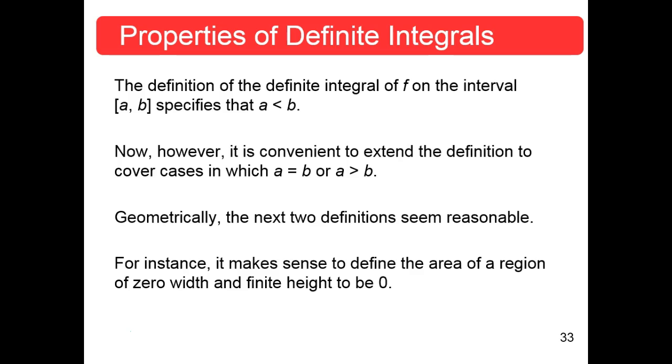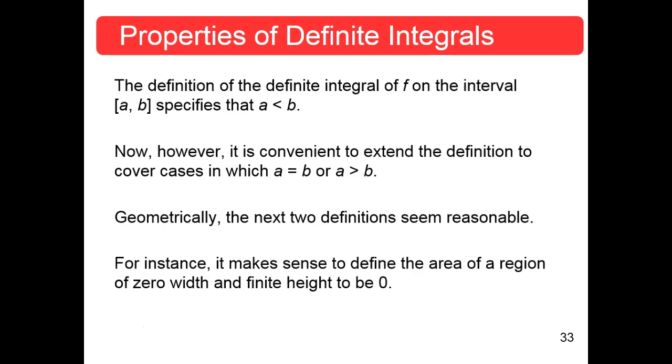Okay. The definition of definite integral of f on the interval from a to b specifies that a has to be less than b. Because if you're going from a to b, you expect a to be less than b. Now, however, it is convenient to extend the definition in which either a is equal to b or a is greater than b. Okay? Now, geometrically, the next two definitions seem reasonable. Okay? And indeed, they will be true.